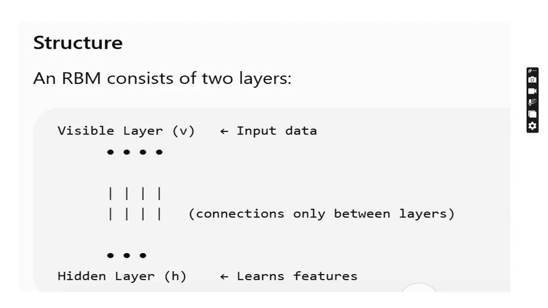So this is the structure. It consists of two layers. The visible layer is where the input data is fed in. The other one is the hidden layer, where whenever we give some input data, it learns some features from that input data. The connection is established between the visible layer and the hidden layer.